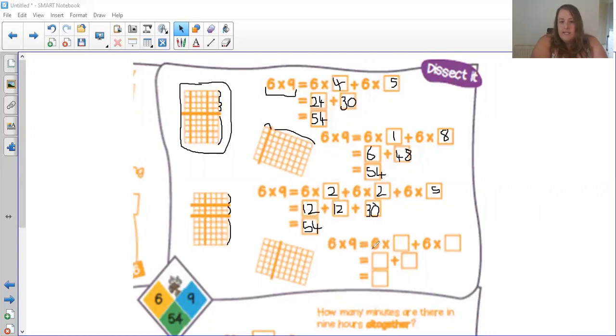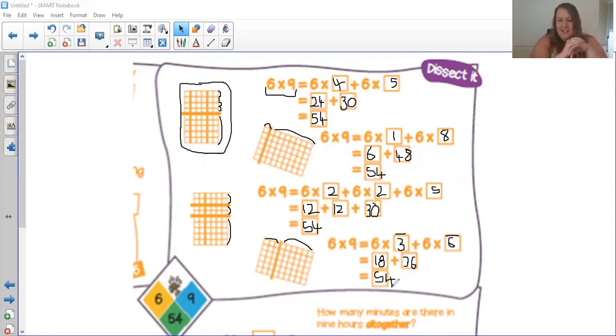Okay, last one here. 6 times 9 is the same as 6 times 3, adding 6 times 6. And then you can just check, is my 3 add 6, 9, which it is. So 6 times 3 is 18. 6 times 6 is 36. And when you add those together, you get your 54.